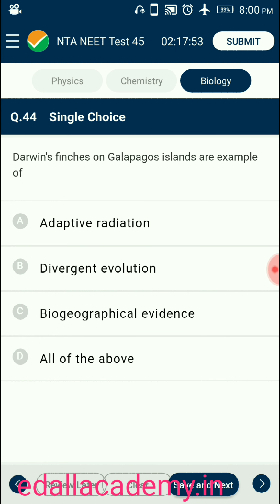Question number 44. Darwin's finches on Galapagos Island are examples of. Darwin's finches represent one of the best examples of adaptive radiation, in which the different varieties of finches evolved from a common original species, seed eaters, on Galapagos Island in due course of time. This type of speciation comes under biogeographical evidence. Single adaptive radiation results in divergent evolution. So the answer for this question is option D, all of the above.